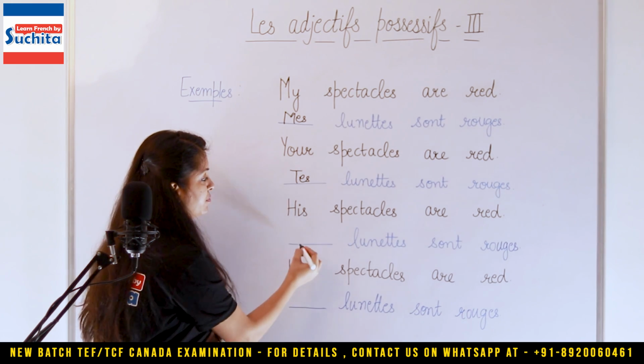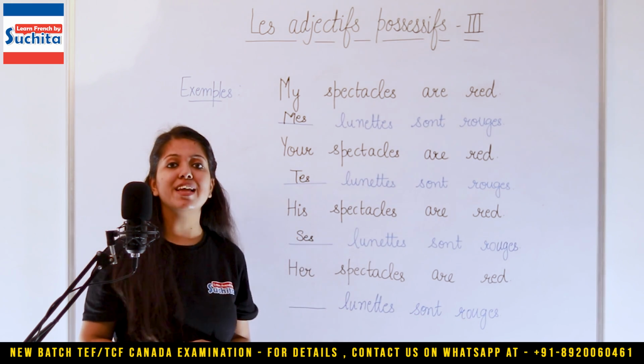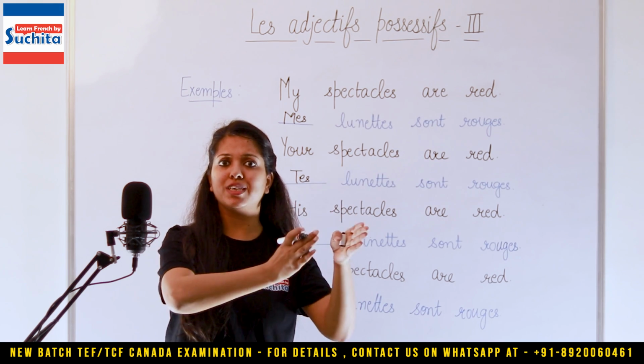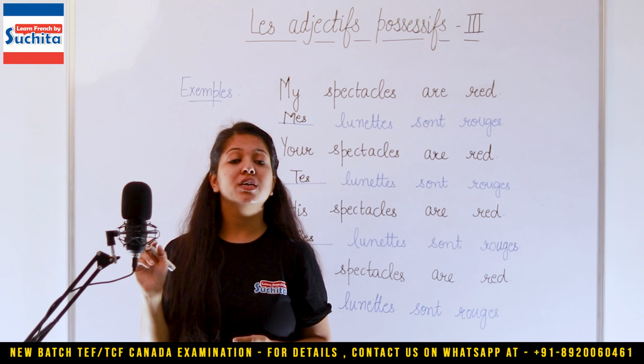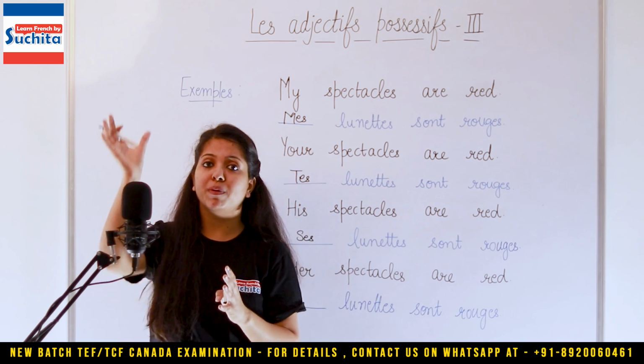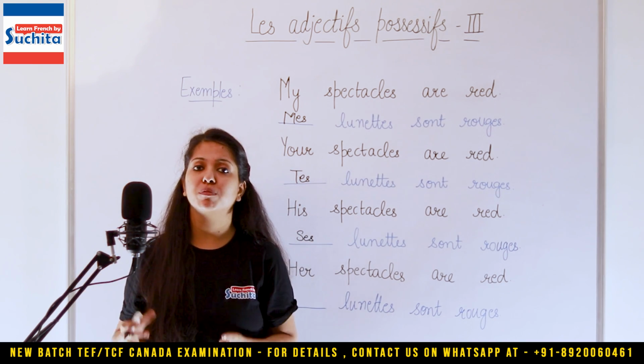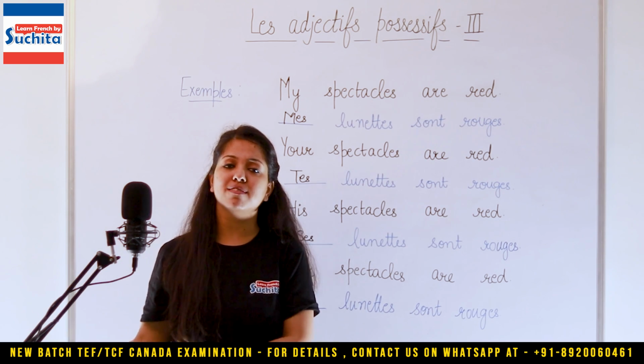His spectacles are red. Ses, très bien. Ses lunettes, because for saying his, there are three different ways: son, sa and ses. But the word lunettes, that's plural, so you apply all the rules of the third column. You say his spectacles, ses lunettes sont rouges.